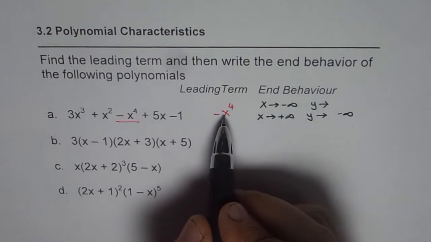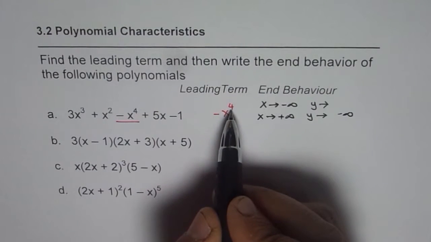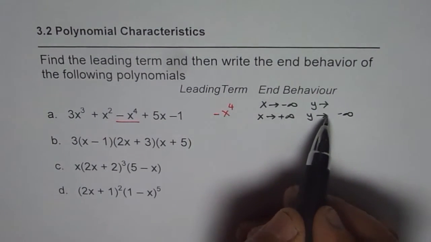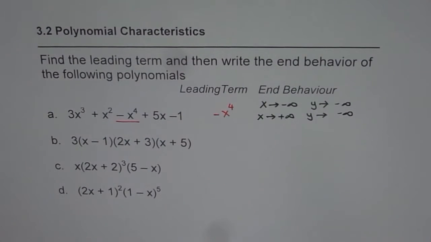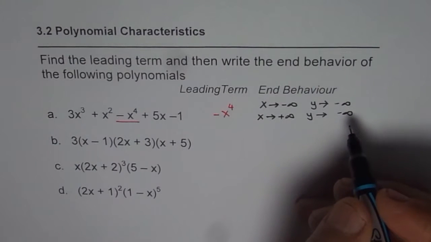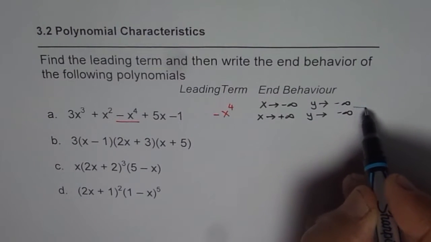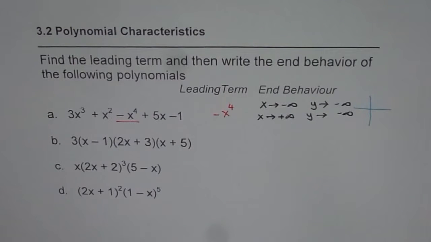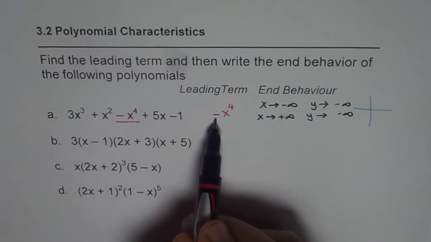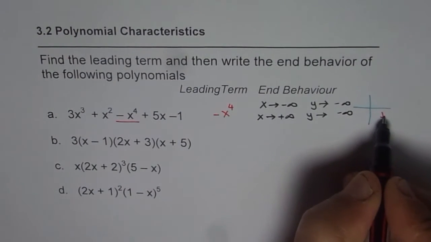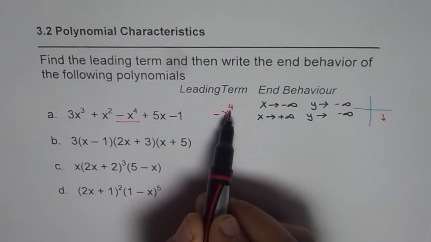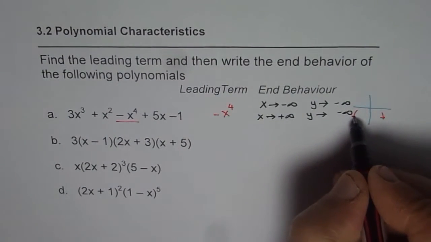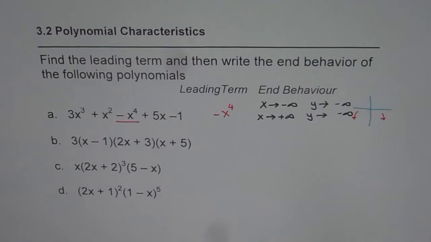And if the degree of the polynomial is even, then both are on the same side, and therefore this will also be negative. This is a very easy way of answering and remembering, correct? So let me sketch it for you here. If the leading coefficient is negative, then the right side is down. And if it is an even degree polynomial, then both face the same side. So that is what the end behavior is, right?